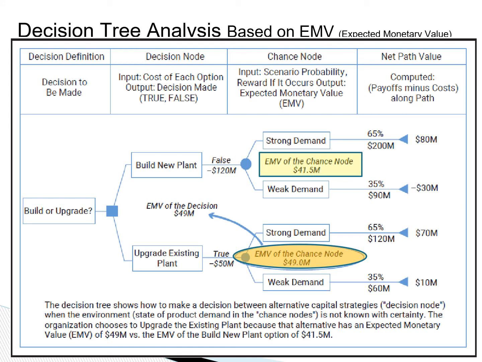If we do the same analysis with the upgrade existing plant's branch, the EMV of that decision is $49 million. Therefore, the decision with more expected monetary value is actually upgrading the existing plant.